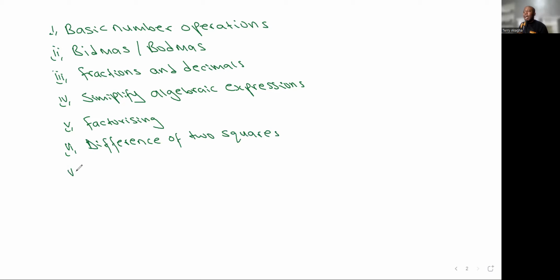And finally, I will talk about equations. So there's a difference between equations and expressions. In some questions, you might be told to solve an expression, and sometimes it could be solve an equation. So the concept of equation and expression. I'm going to talk about that. All right. So I'm going to stop here.